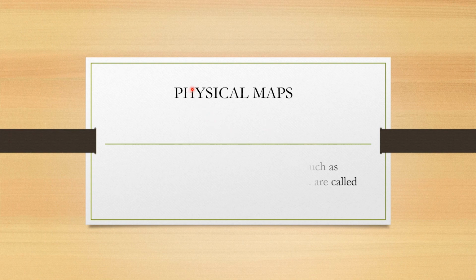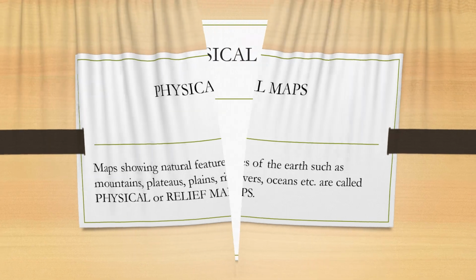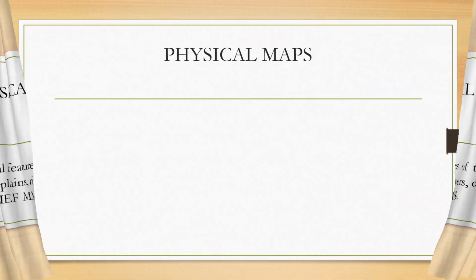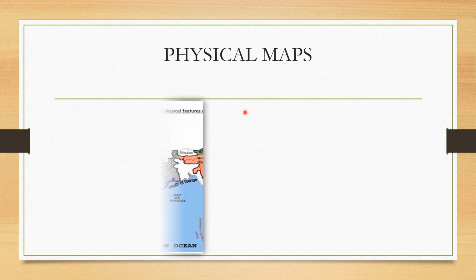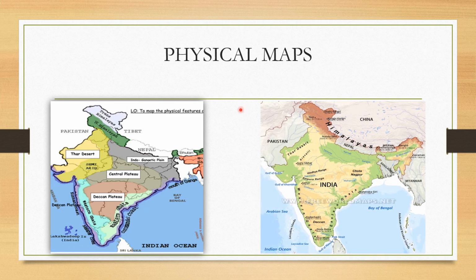Physical maps. So, physical maps showing natural features of the earth such as mountains, plateaus, plains, rivers, oceans, etc. are called physical or relief maps, as I told you. Physical maps are also of these kinds. I have given you some pictures here. This is a physical map of India, and this is also. This is a cartoonish type and animated, and this is the real one.